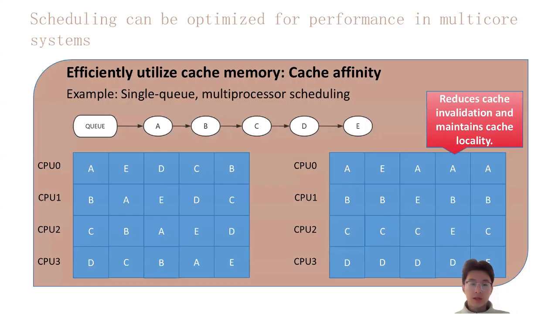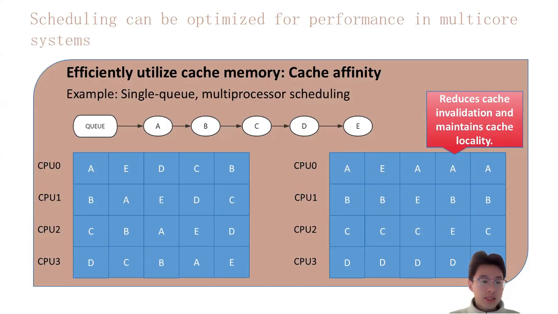And here, the last part about cache affinity is very important. Here I give you an example, and here you can see a queue A, B, C, D, E, and then you can see CPU 0 will execute A, and CPU 1 will execute B, and CPU 2 will execute C, and CPU 3 will execute D.